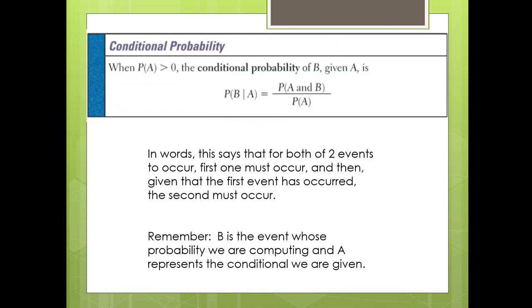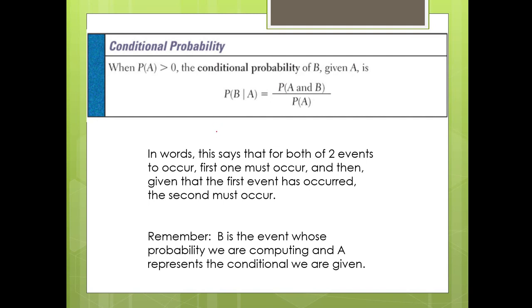All right, and this is called conditional probability. On your formula sheet, you will see this formula of the probability of B given A, where the denominator is the probability of the event that you're being told happened, and the numerator is the probability of A and B.